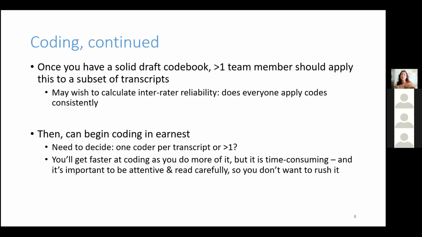But even if you're just doing one coder per transcript, you would have had multiple team members participating in the development of the code book and inter-rater reliability testing. So you've had inputs from lots of people up until that point, which helps minimize whatever bias might have existed in developing, designing, and applying the code book. So the first decision is one coder or more than one. We said this, but I'll say it again: you certainly get faster at coding as you do more of it, but it is really time consuming and really brain consuming. So it's important to be attentive and read carefully. You really don't want to rush it. Give yourself plenty of time and brain decompression time when you're coding.